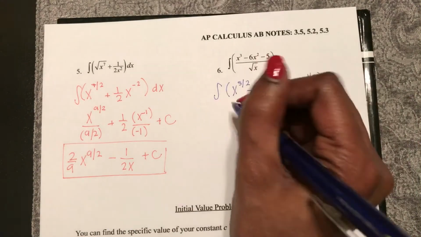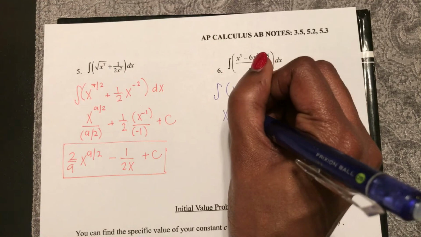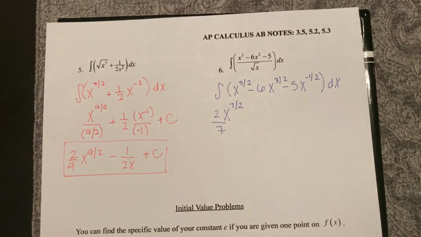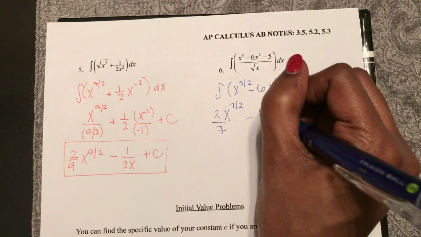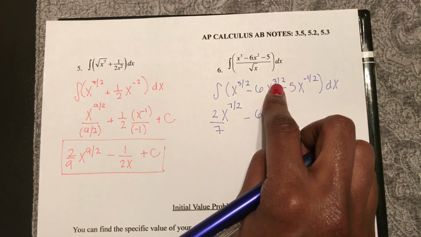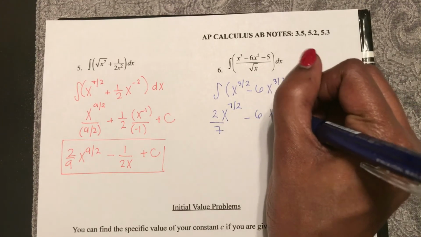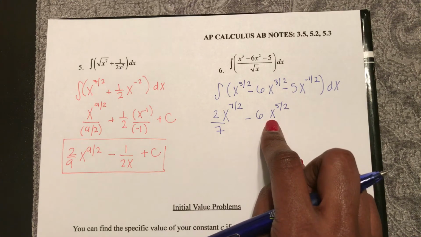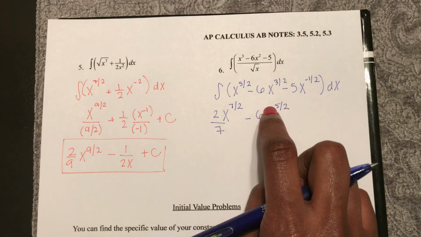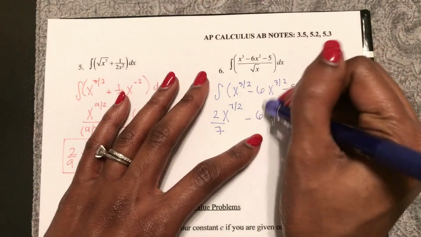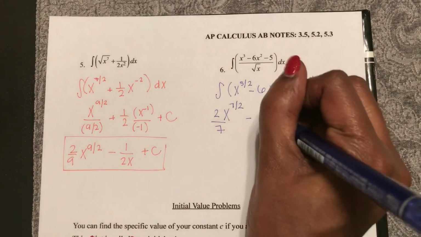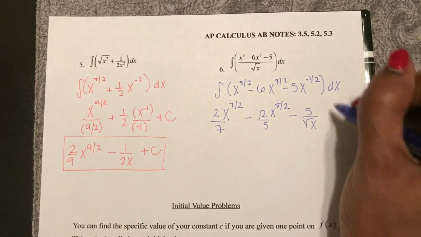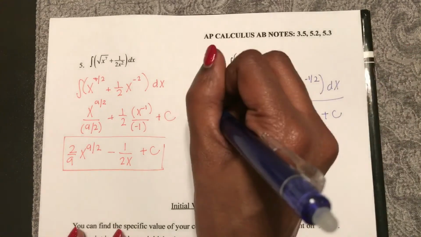5 over 2 plus 2 over 2 is x to the 7 over 2, divided by 7 over 2 makes 2/7, minus 6. x to the 3 over 2 plus 2 over 2 is x to the 5 over 2. Dividing by 5 over 2 makes multiplying by 2/5. So I'm going to change this to be 12/5. And then minus 5 over square root x plus c.